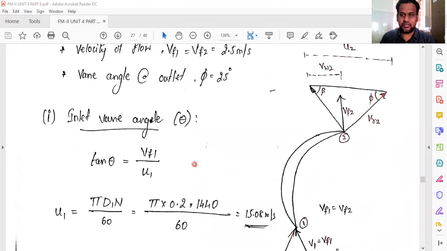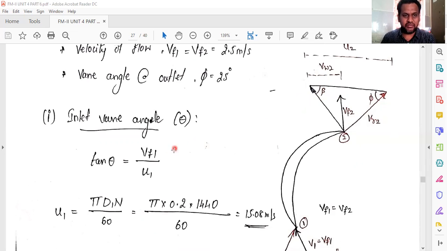So you need to find out the beta. Once again, to find the beta angle you can go with trigonometry. That is, tan beta is equal to opposite by adjacent. We know VF2, and VW2 can be calculated. Like that you can calculate the beta, by using the trigonometric equations.